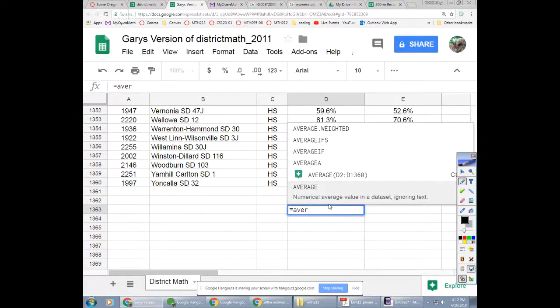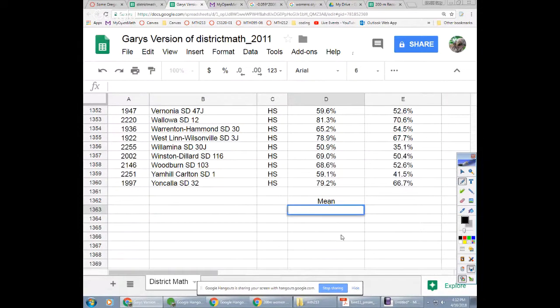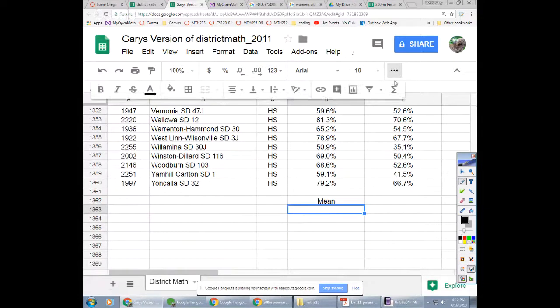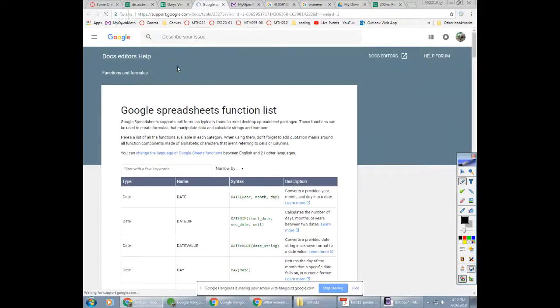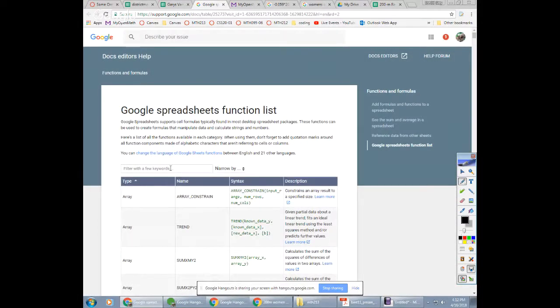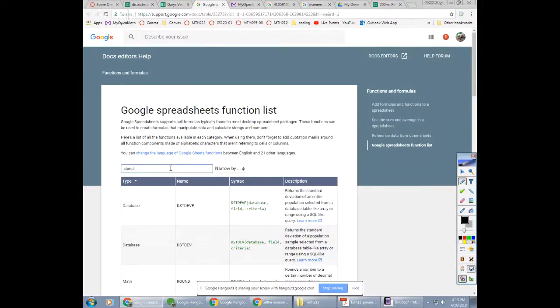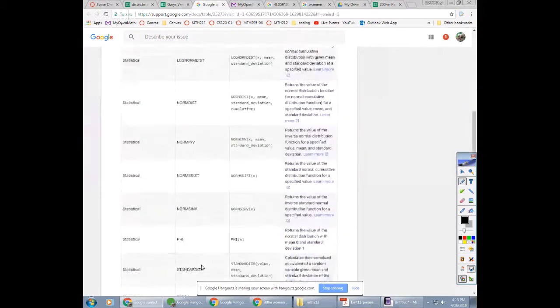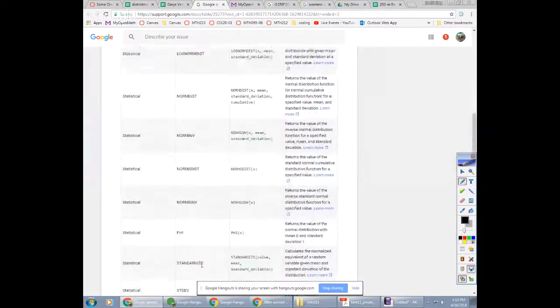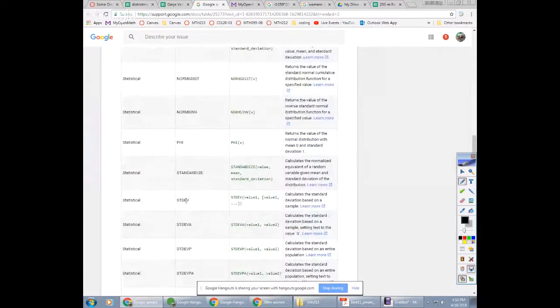If you're not sure what to type, I don't know if I went over this before, there's this button right here that allows you to look up more functions. That takes you to the Google search page where you can search for different kinds of functions. So basically, I start typing whatever I'm looking for, hit enter, and it will tell me anything related to the word standard. I can look through there, and I'm getting a lot of stuff. Ooh. Statistical STDEV calculates the standard deviation based on a sample.